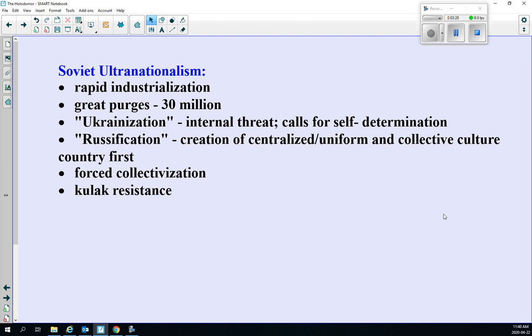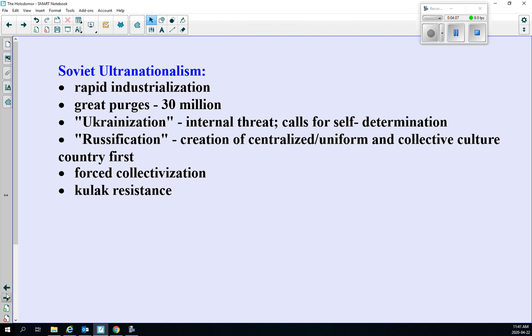So Ukrainianization is a call for Ukrainian self-determination that Stalin would have seen as an internal threat to the existence of the Soviet Union. And so he's going to respond with what is called Russification. Russia comes first. You have to be absorbed by Russia. You have to give in to the takeover of your country by Russia. You'll have to embrace and inherit Russian culture along with that, which means that your unique ethnicity and culture is going to be eliminated in place of Russification.